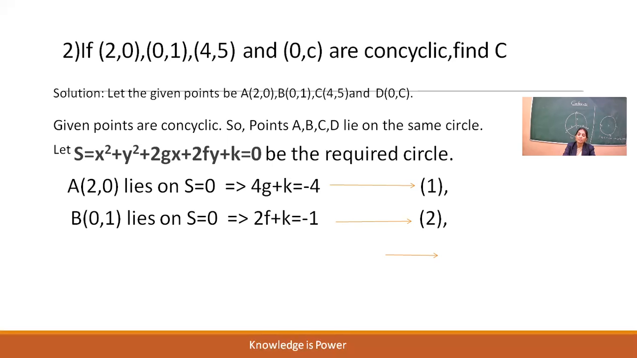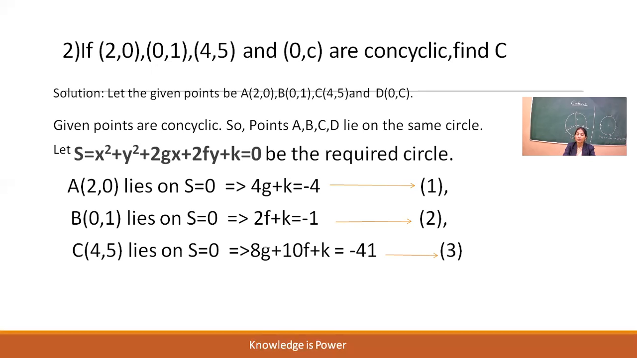There is no f term in equation 1 because the y coordinate of the point A (2, 0) is 0. Therefore, that y coefficient, 2f, will be 0. In a similar way, when B (0, 1) is substituted in equation 2, have you observed there is no g term in equation 2? Yes. When we have a point C (4, 5) lying on the circle S equal to 0, we will get both g and f terms along with k, because both x coordinate and y coordinate are present. So this is a technique that we need to observe: how equations are changing by substituting different kinds of points on the circle.